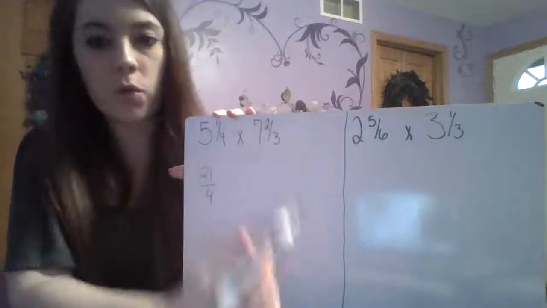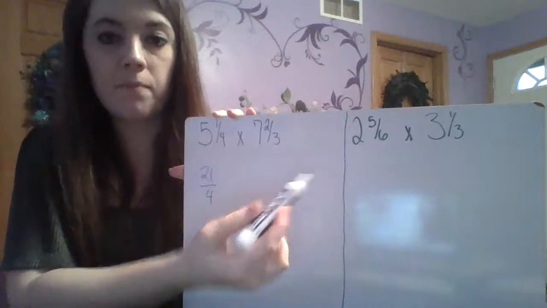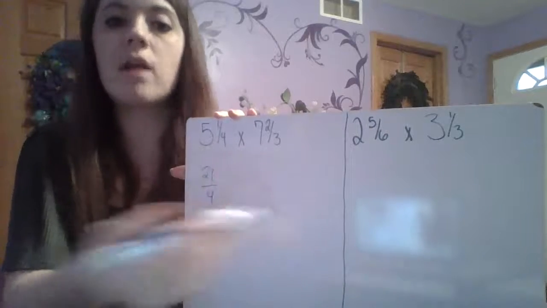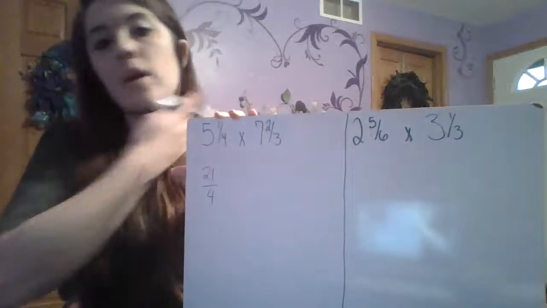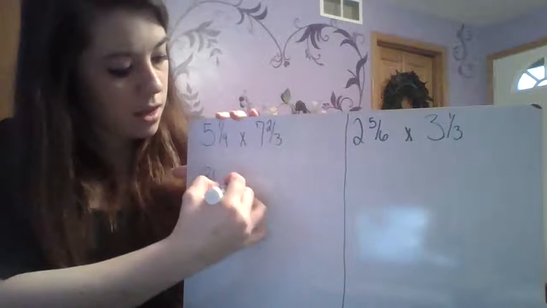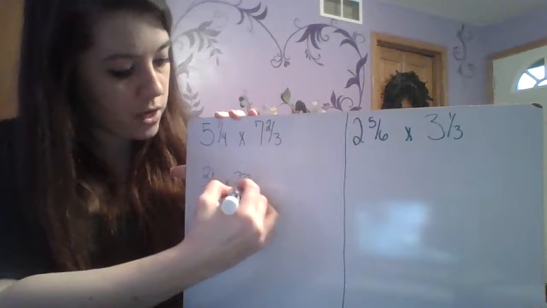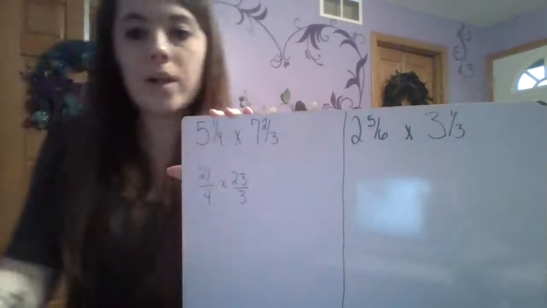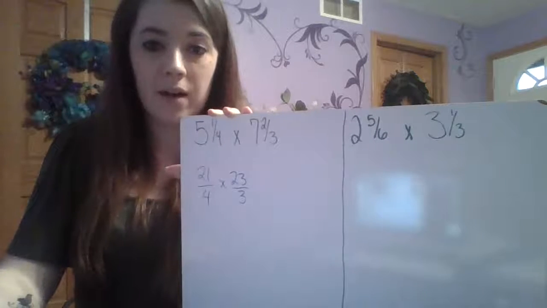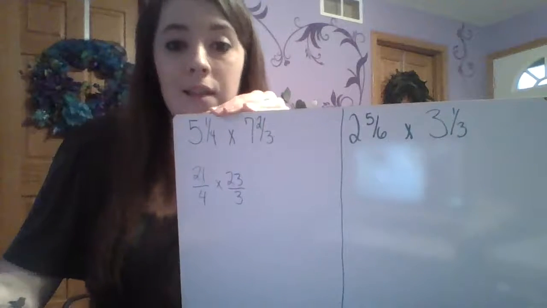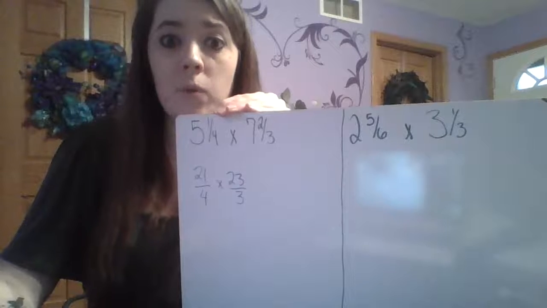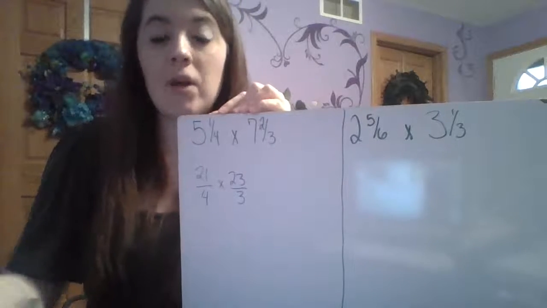Then we have 7 2/3, so we take our denominator 3 times our 7. 7 times 3 is 21. 21 plus 2 is 23. And as always, it goes over the original denominator. Now, looking at these, 21 times 23, we're going to get some big numbers.